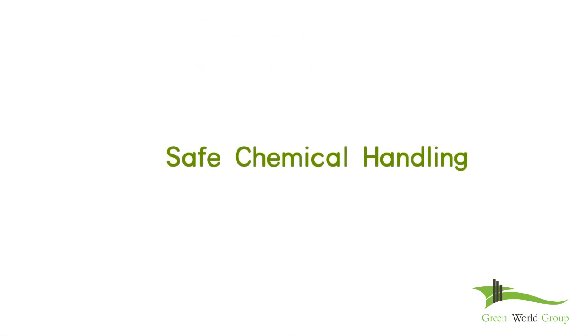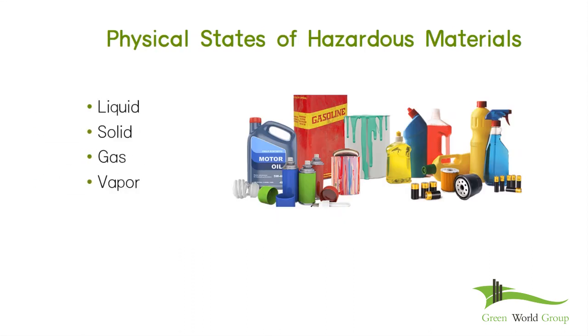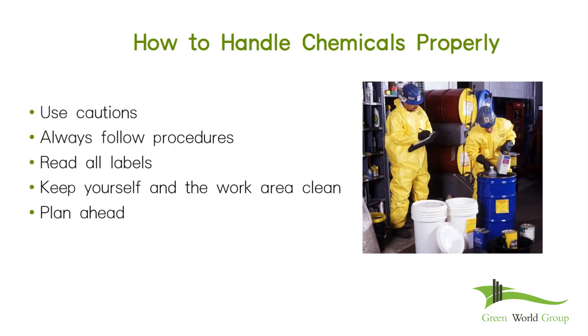In this session, we are going to look at safe chemical handling. Categories of hazardous chemicals are corrosive, flammable, toxic, reactive, biological, carcinogen, radioactive. Physical states of hazardous materials are liquid, solid, gas, vapor. How to handle chemicals properly.